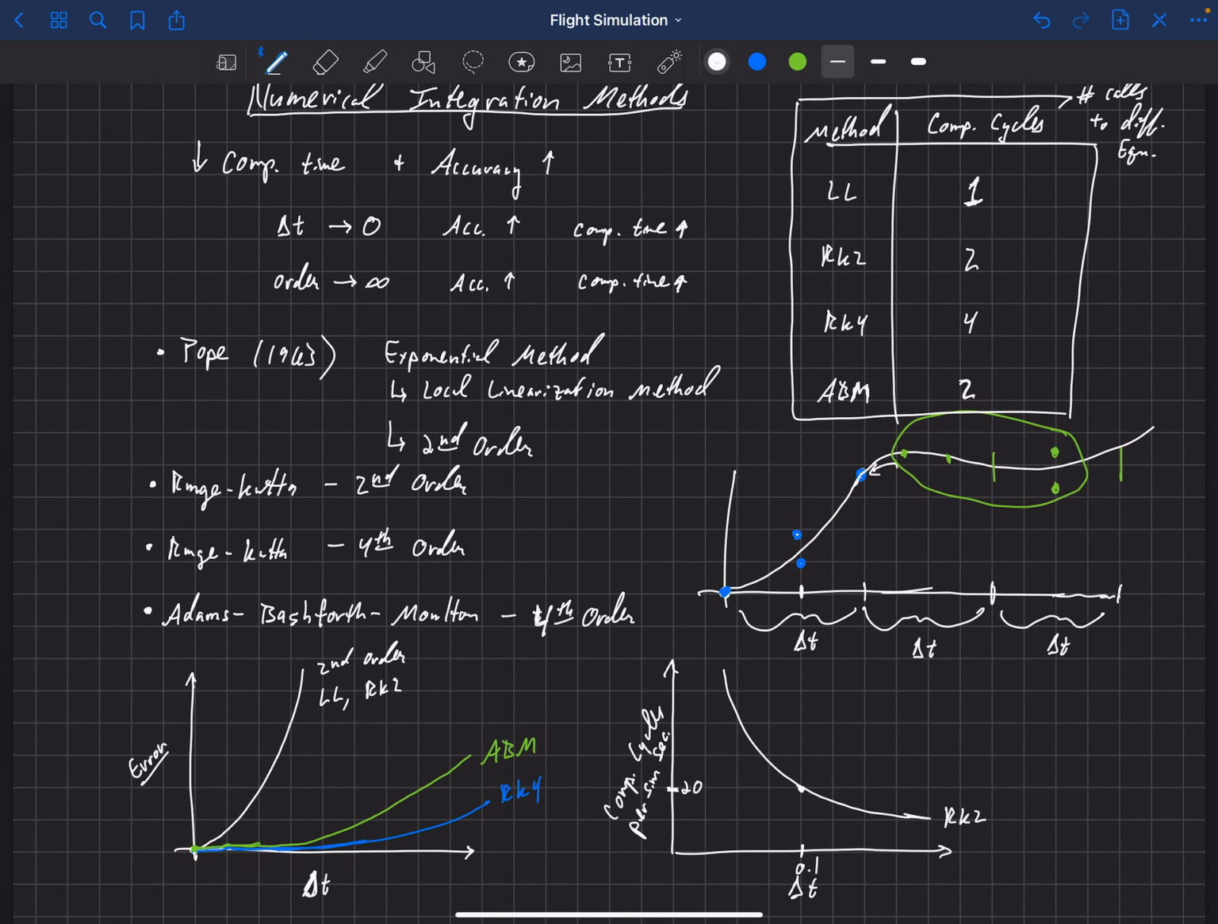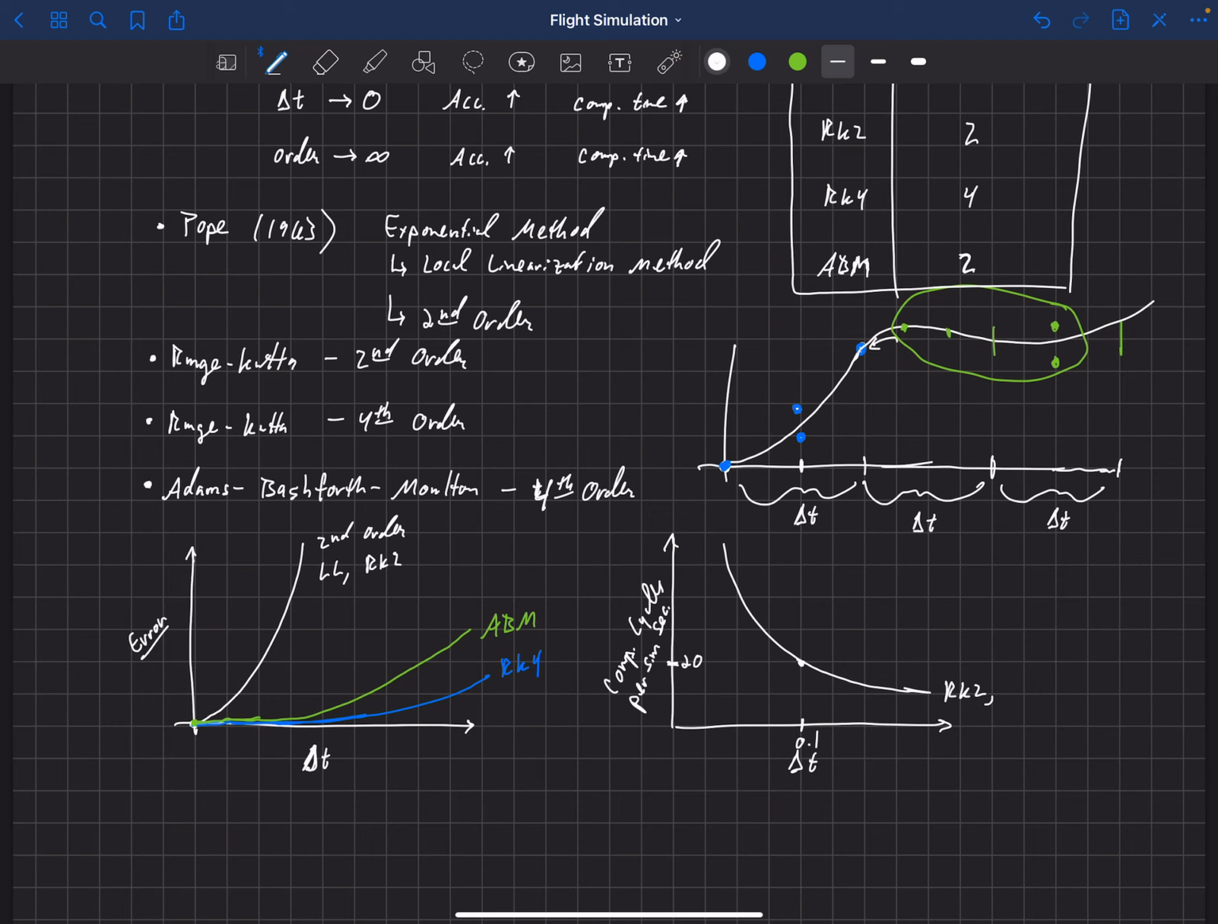So we can come back up here. The RK2 method has 2 calls, and the ABM method has 2 calls per time step. So RK2 and ABM. And local linearization only requires 1 call per time step, so it's going to be at about half of this value. Okay, so this right here is going to be the local linearization method. And then finally, RK4 actually requires 4 calls per time step, so it's going to be at a value twice as high up here. So this will be RK4.